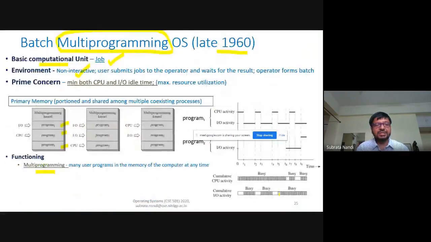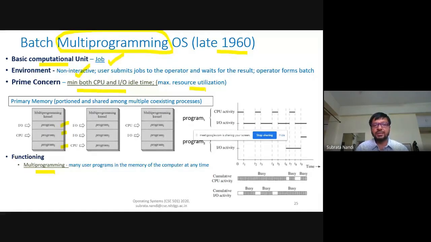So this is the basic change, and it not only changed the way things work, it also came up with new challenges in terms of operating system design, but also with different advantages. Why was that concept introduced? To minimize both CPU and IO idle time. The objective is to maximize resource utilization. Resource means both the CPU resource and the IO resources. We would like to maximize them. So how to maximize it?